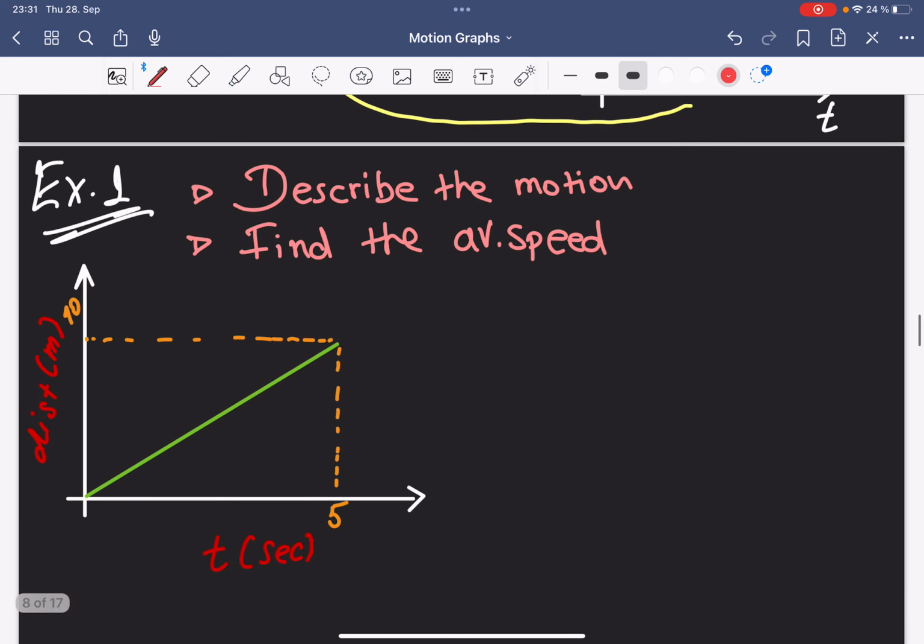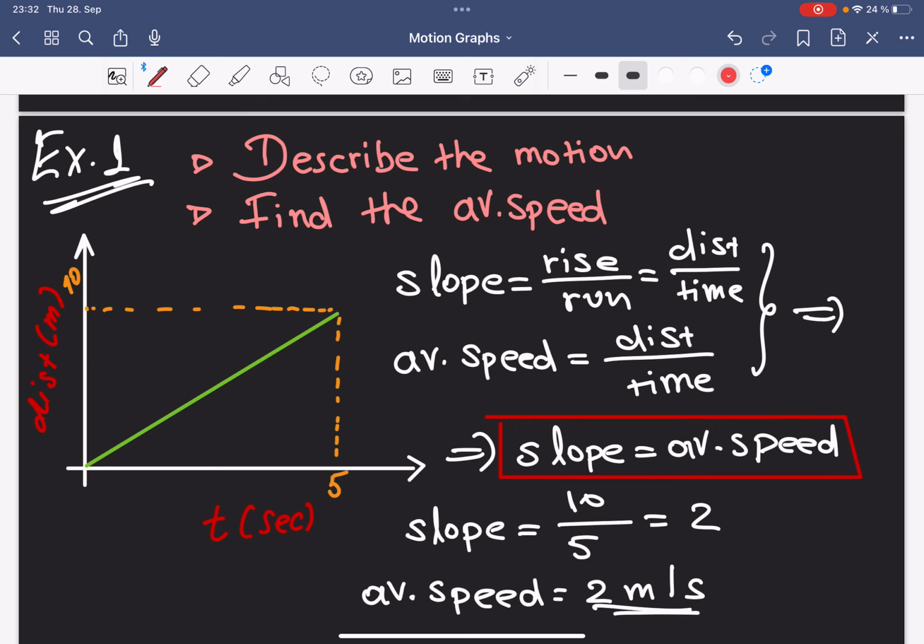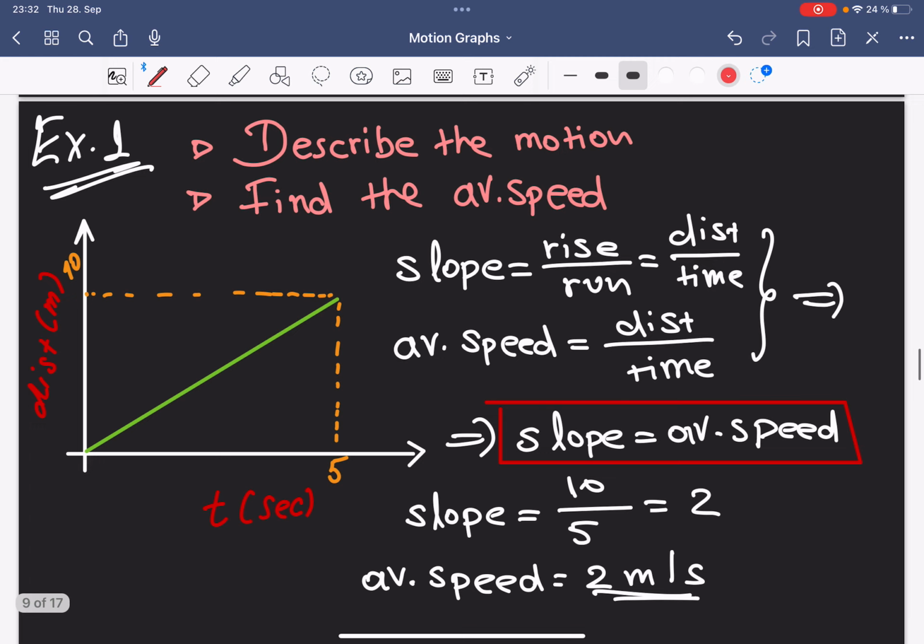Okay, example 1. We have a distance time graph. We want to describe the motion and find the average speed. So you may pause the video now, try it for yourself, and then come back and compare with my answer. Okay, so we look at this graph. First thing we identify is which variable do we have on the y-axis. We have distance. The distance seems to be changing, which means the object is moving away from the starting point, so it's definitely not a stationary scenario. The distance is changing.